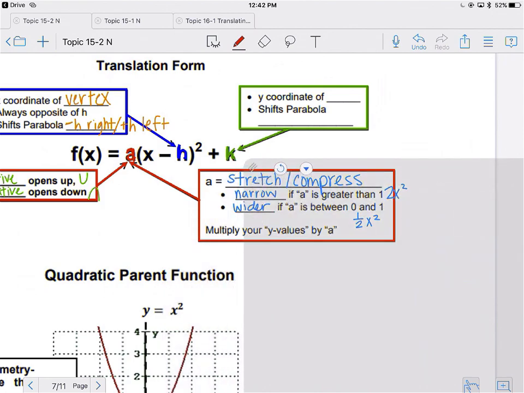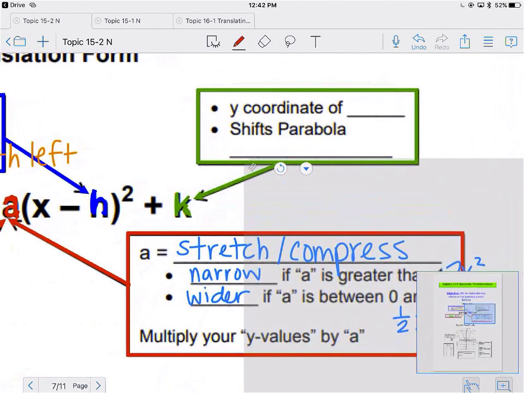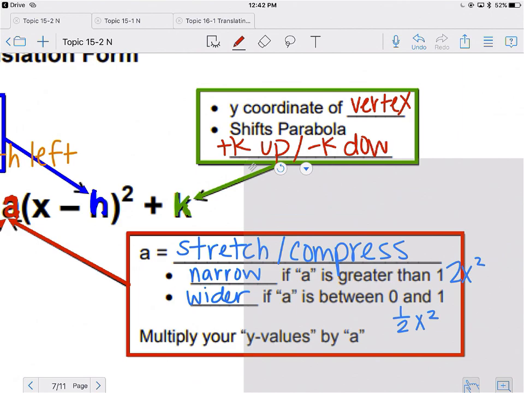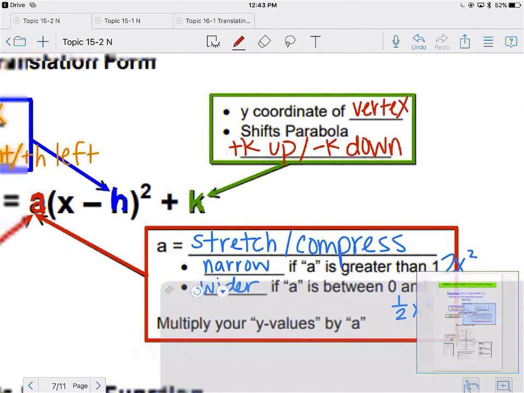Okay. And then K, on the back part at the end, K is your y-coordinate of the vertex. If K is positive, it will shift your parabola up, and if K is negative, it will shift it down, or if K is a minus.